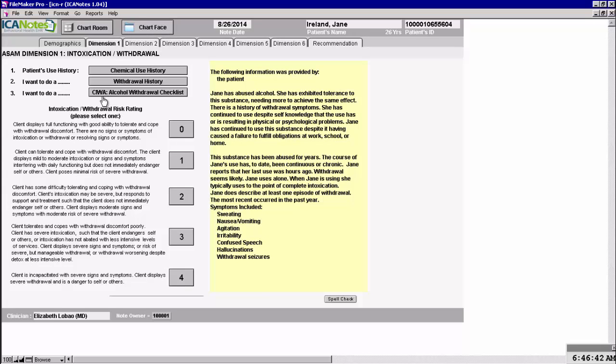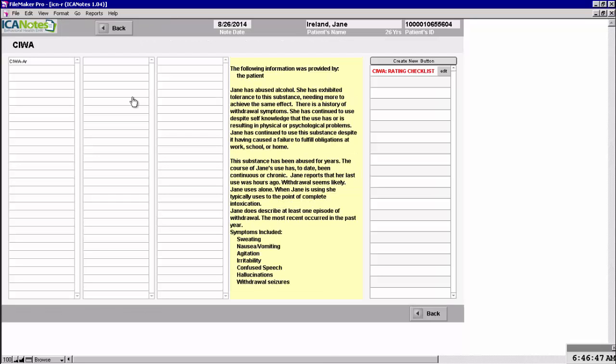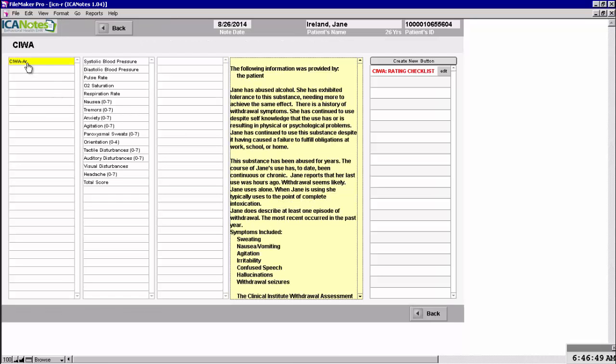And let's look at our CIWA, the Alcohol Withdrawal Checklist. Okay, so we can click on this. And it's basically going to give you a scale. The first couple of options are going to give you the opportunity to talk about vital signs for the patient. Systolic blood pressure, let's just go with 130. Diastolic is over 60. Pulse rate is about 100 a minute. O2 saturation, if you're doing that with a pulse oximeter, 99%. Respiratory rate, let's go up here to 22 per minute.